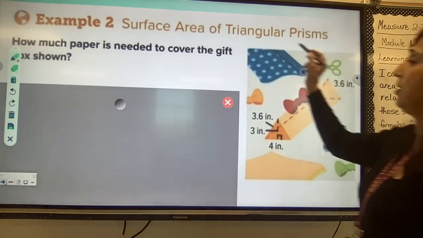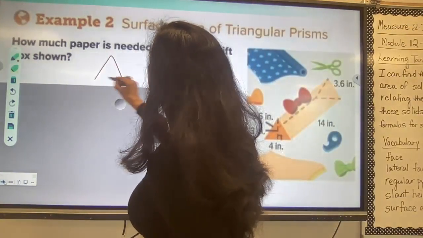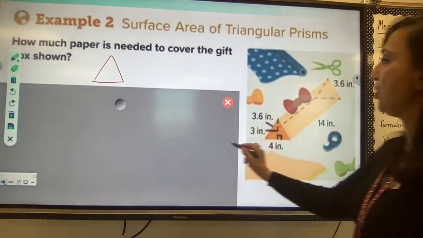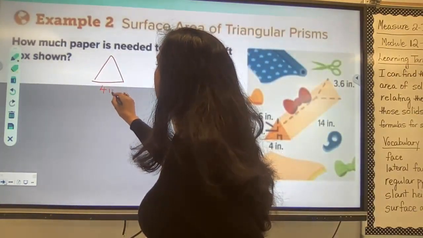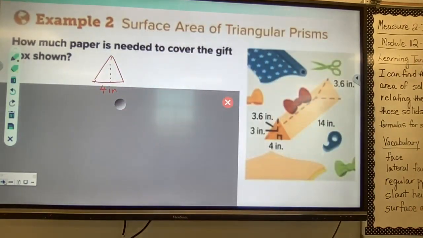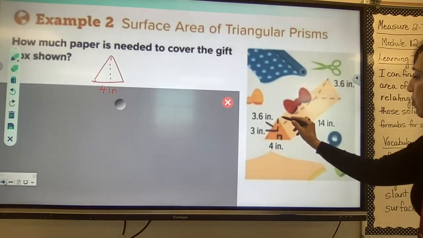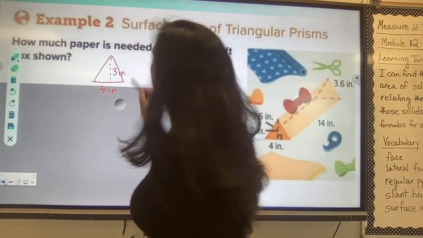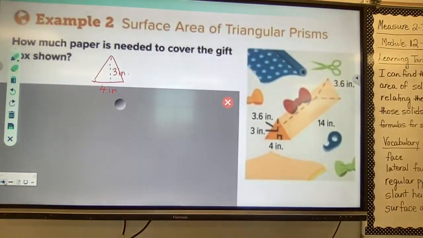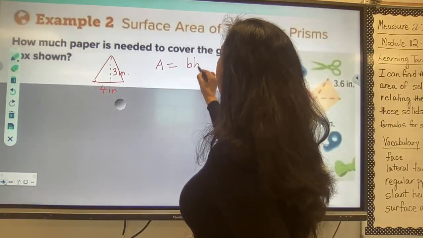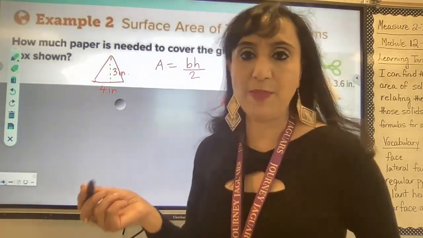So we have a triangle. Okay, and here we have 4 inches as your base. And then let's look at what the height is. And the height is given to you as 3 inches. Okay, so what is the area of a triangle? Area is base times height divided by 2, or you can say 1/2 base times height.